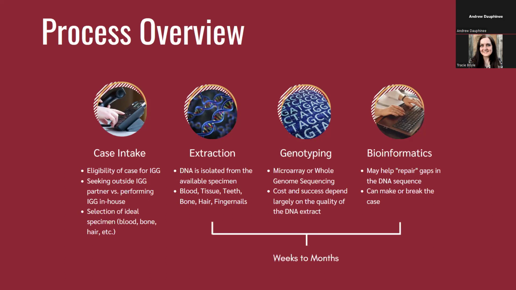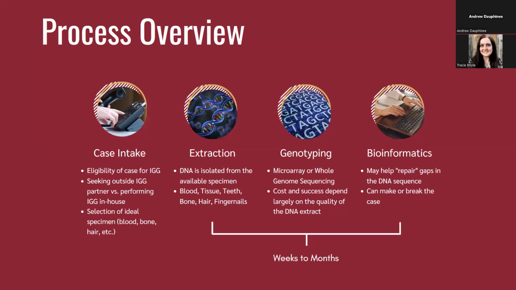The next 2 slides provide a broad overview of the case intake process. While there may be minor variations, these steps outline the fundamental stages that every case will go through. First, we look at the eligibility of a case and whether it falls within the Department of Justice's interim policy for IGG. This includes violent crimes, unidentified human remains, having been uploaded to CODIS, and that all leads were exhausted.